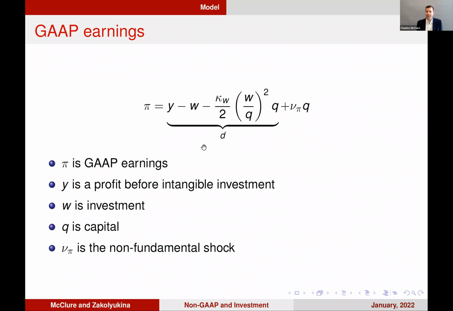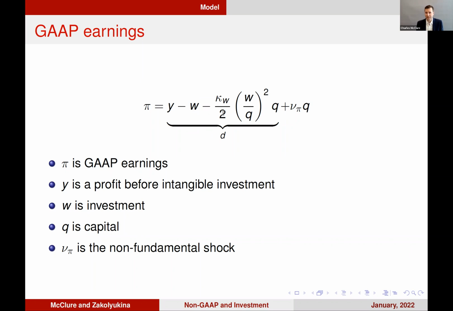So the first signal that firms are going to produce and give to investors is going to be GAAP earnings, and it's a function of 4 things. The first is going to be Y, which is that profit that I mentioned before. The second component is going to be investment. As I said before, we're subtracting it out because this is intangible investment and those amounts get expensed. The third is going to be adjustment costs.